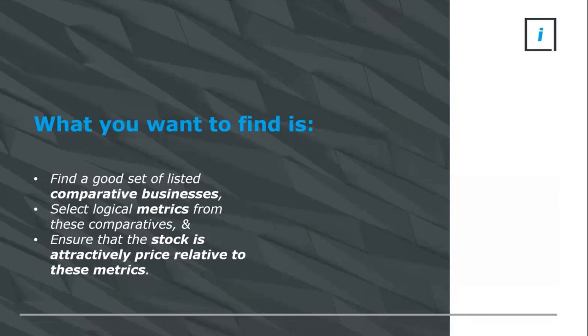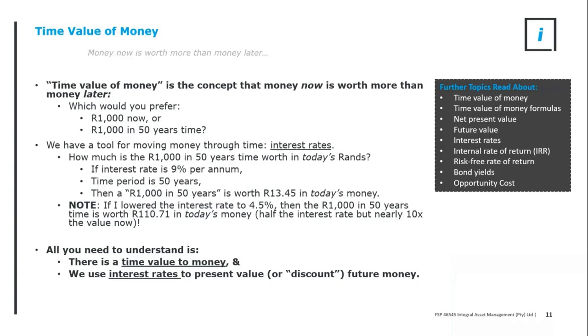So what do we want to find when looking at relative valuations? Well, first of all, we want to make sure that we have a good set of comparative businesses, comparing apples with apples. And from that good set of comparative businesses, we want to extract logical metrics that are relevant for the valuation and the industry and the business, and ensure that our stock that we are looking at is attractively priced relative to those metrics. Our apple in our hand, we can buy cheaper than the average apple in the bag that we are looking at.